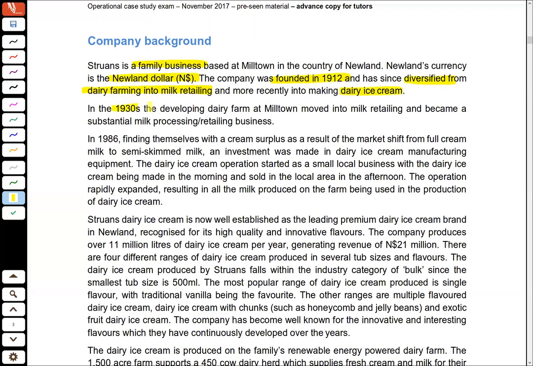In the 1930s, the developing dairy farm moved into milk retailing and became a substantial milk processing retailing business. And then in 1986, they found themselves with a cream surplus as a result of the market shift from full cream milk to semi-skim milk.